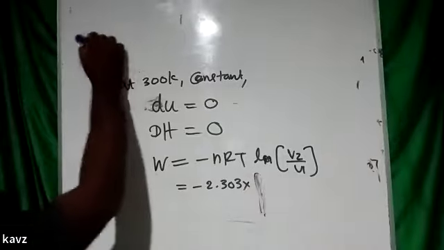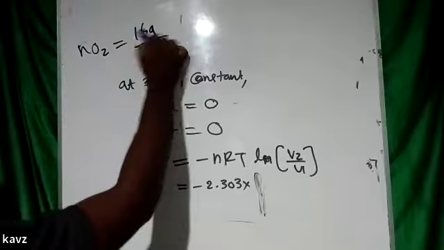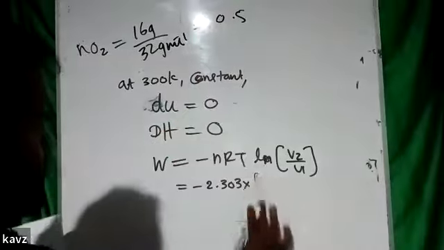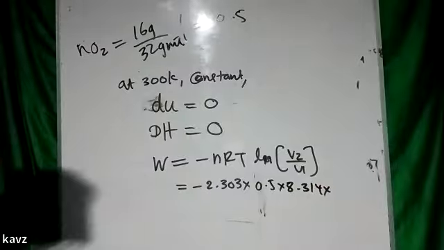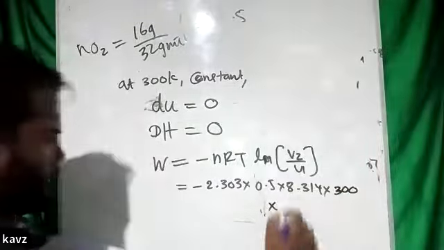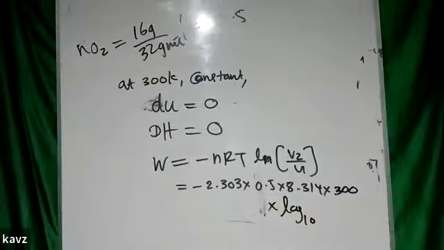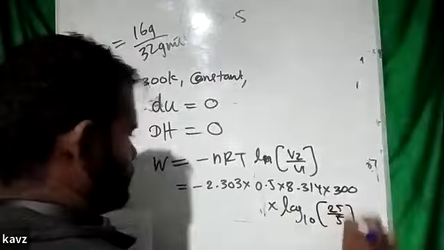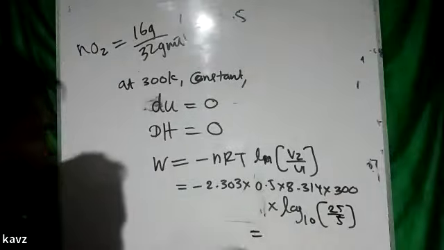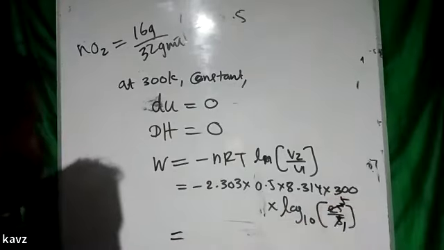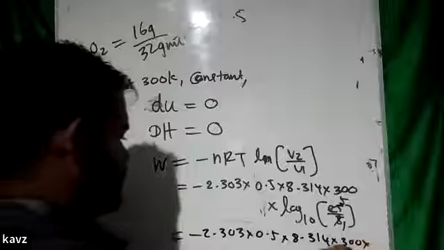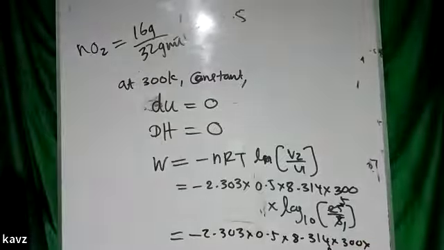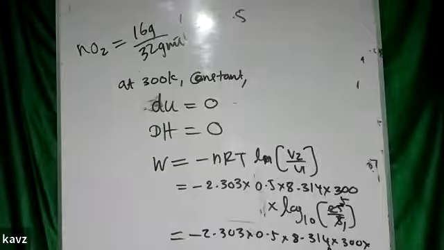Number of moles of O2: 16 gram, O2 is 32 gram per mole, so 0.5. Times 8.314 times T, 300. I'm writing this part here, log 10 to the base 25 to 5. And it becomes 1, 5, 2.303 times 0.5, 8.314 times 300 times log 10 to the base 5. Log 10 to the base 5, I don't know what is the answer. You can use a calculator and find the final answer.